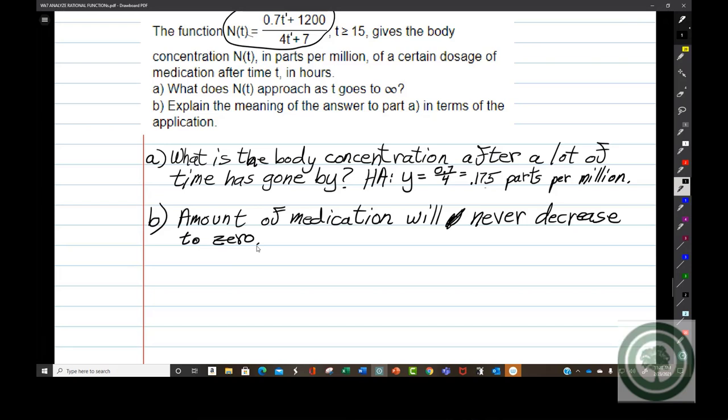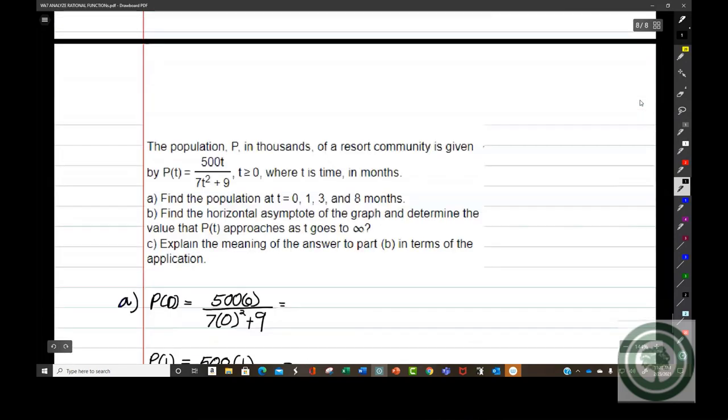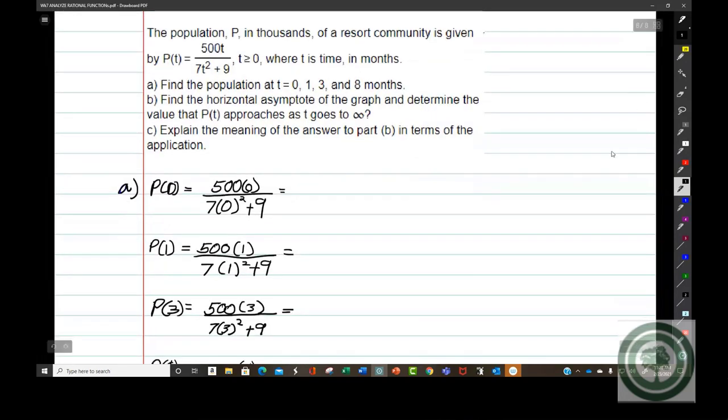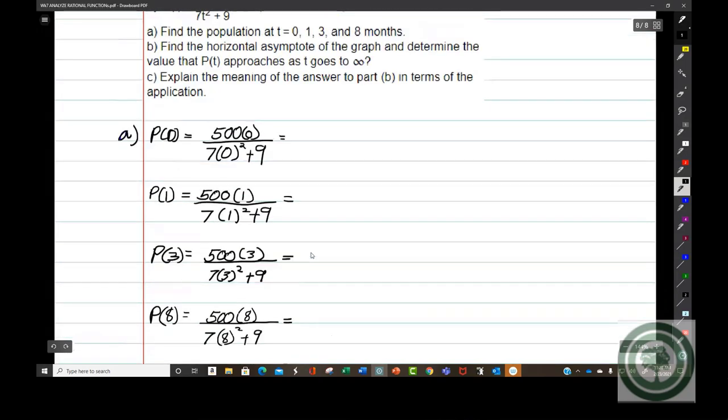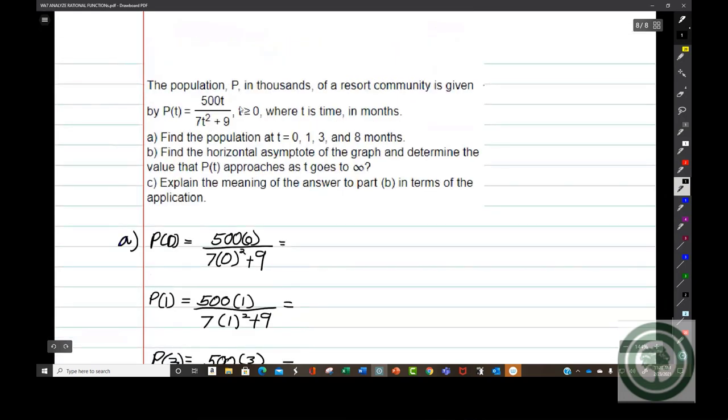That kind of gives you pause. Now here, we have a more involved problem where you get to play around. It's good practice with your calculator.